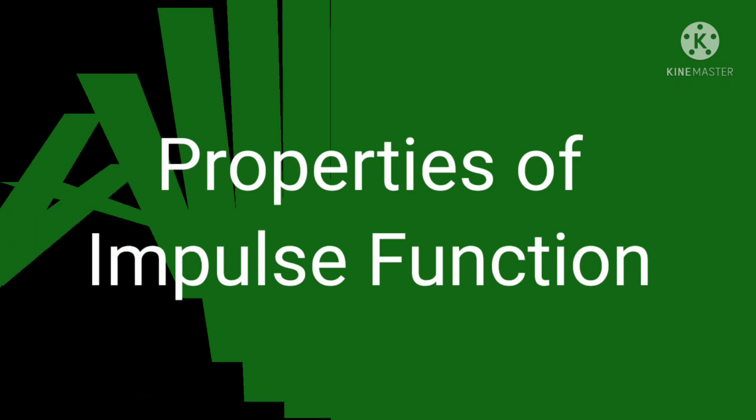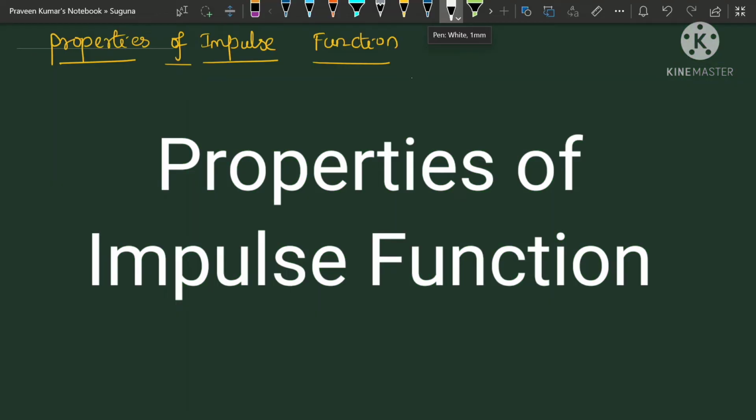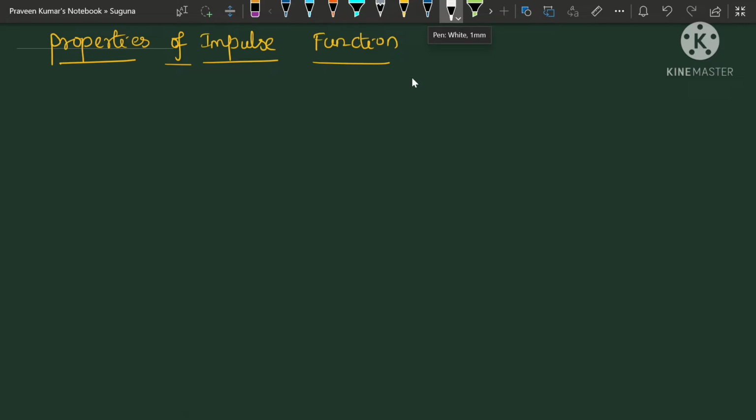நம்ம இன்னைக்கு பார்க்க போற டாபிக் properties of impulse function. Okay, so last classல நம்ம impulse function பத்தி பார்த்தோம். Impulse function or impulse signal. So இது represent பண்றது del of t, continuous timeல del of t represent பண்ணுவோம். Del of n is the discrete time impulse function, right?